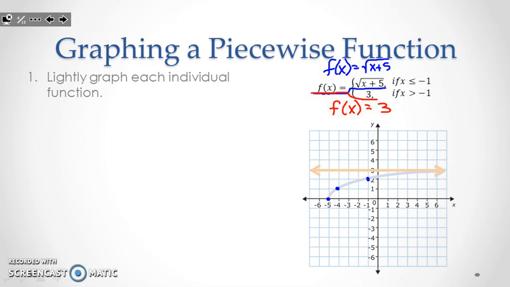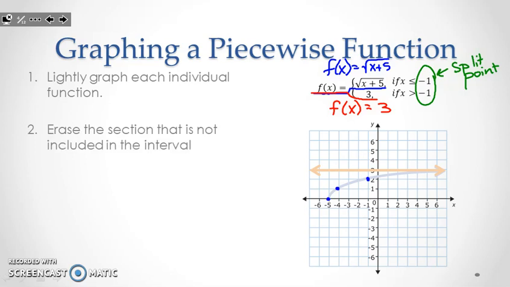Okay, now after I've lightly graphed those, I need to identify my split point. -1 is my split point. And I want to draw a vertical line through that split point. So I'm going to draw a vertical line at -1. Okay? Now, just like before, on this side of the graph, I need one function, and on this side of the graph, I need one function.